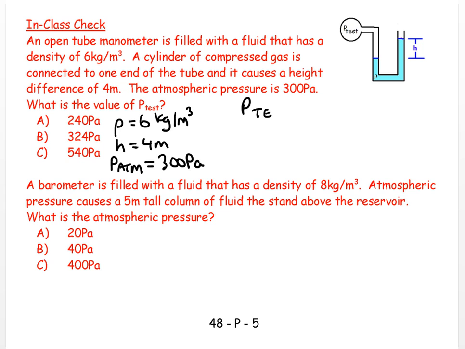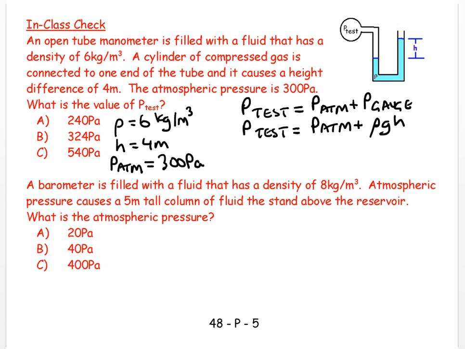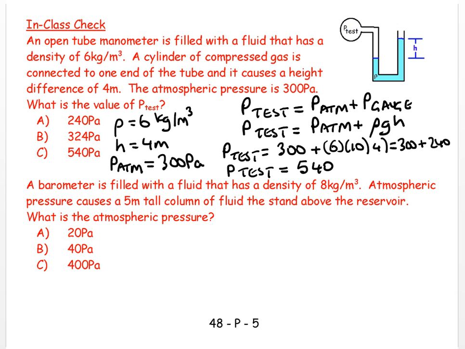So P test is equal to P atmosphere plus P gauge. And P test is equal to P atmosphere plus rho GH. And so P test is equal to, well, atmosphere was 300, plus rho GH, which is 6 times 10 times 4. That equals 300 plus, 6 4s are 24, 240. So P test is equal to 540 Pascal, 540 Pascal on that one.